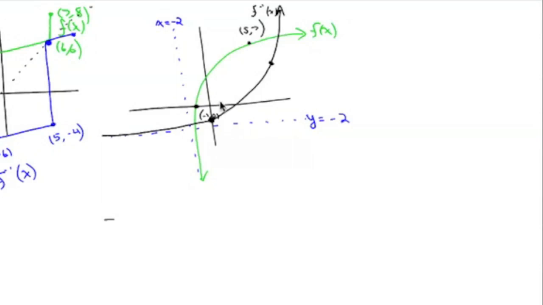That's the end of inverses, I think. Well, actually, one small little piece. I kind of started it yesterday, but I never finished it.